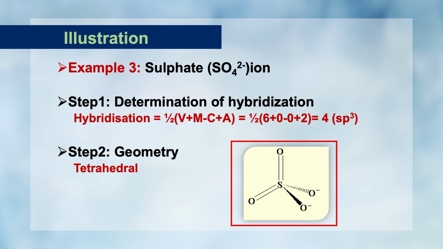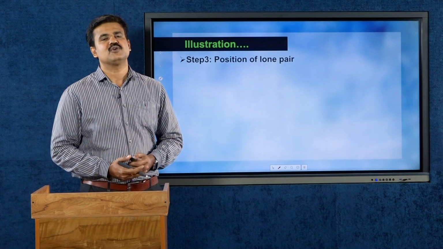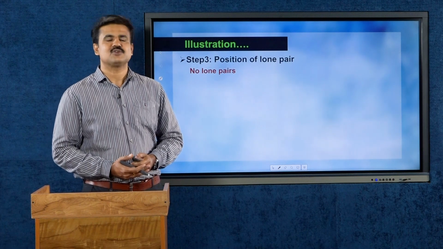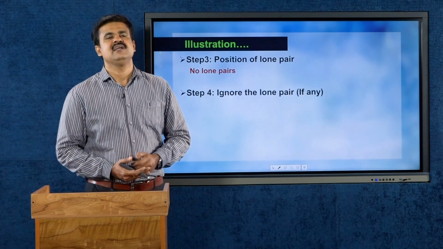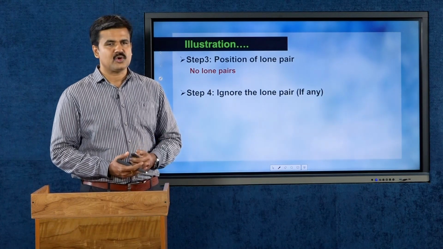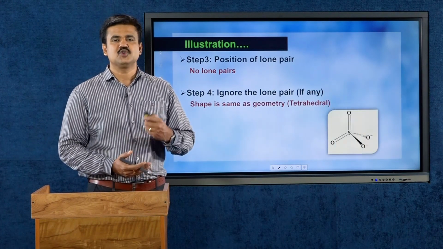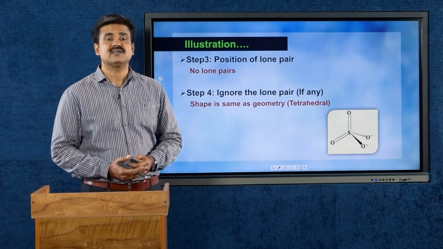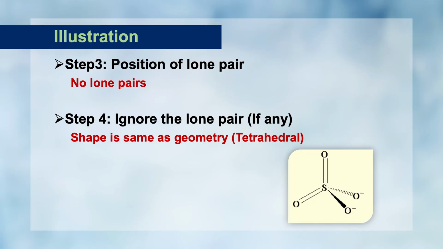You cannot see any lone pair around the central atom. So, you don't bother about the position of the lone pair since there is no lone pair around the central atom. And the fourth step is you have to ignore the lone pair, if any. Since there is no lone pair, you can simply say that the geometry is the same as the shape. Both are tetrahedral, and this is the tetrahedral shape or geometry of the sulfate ion SO4 2 minus.